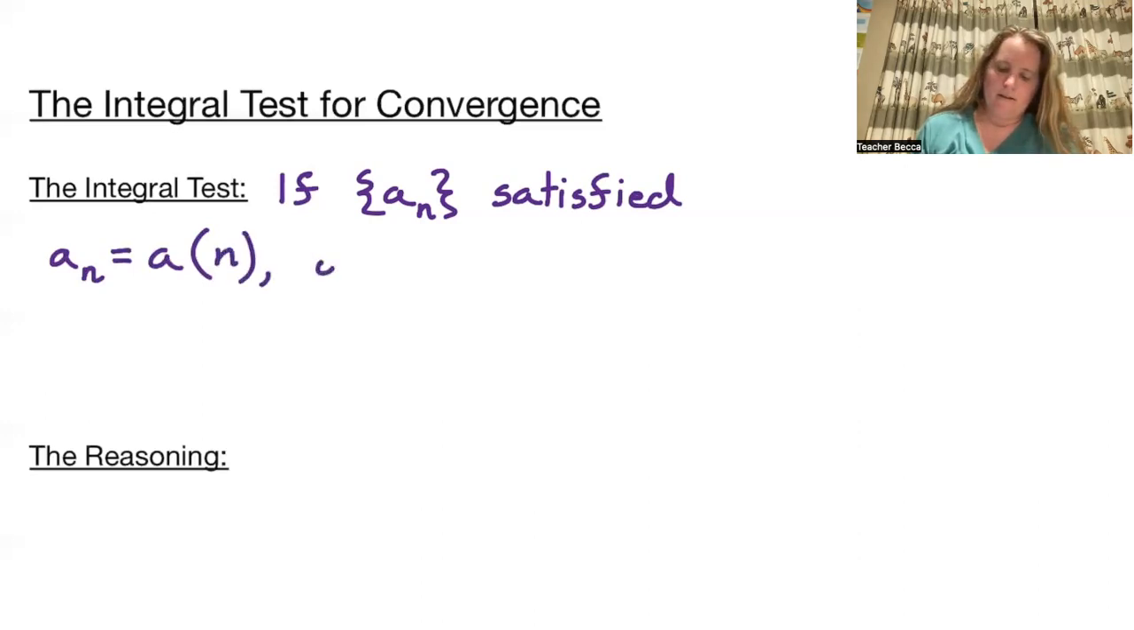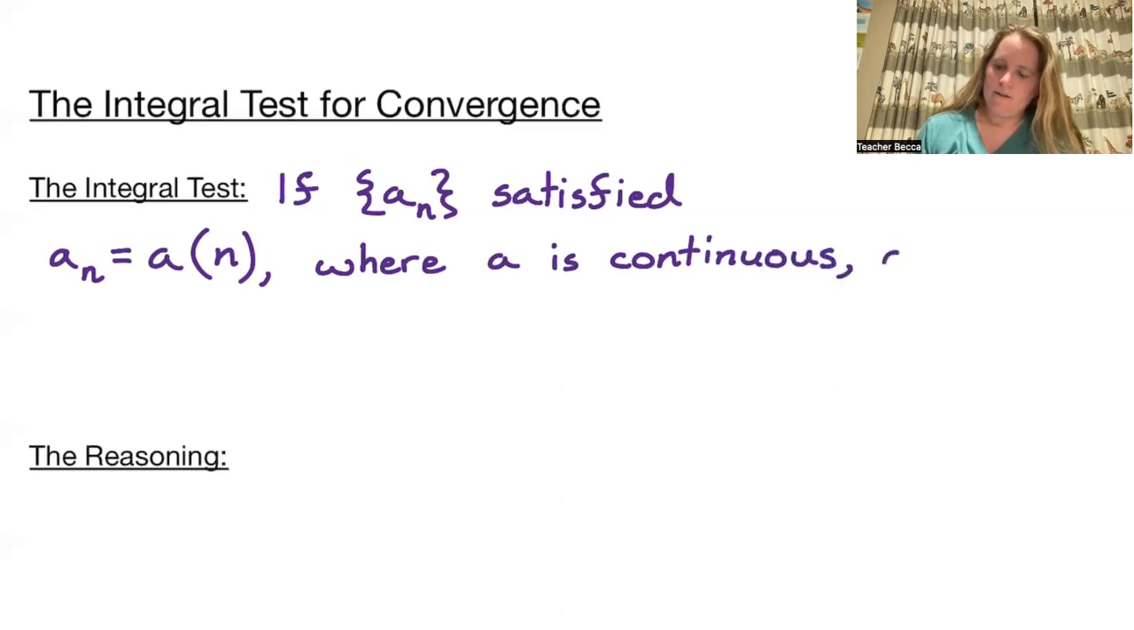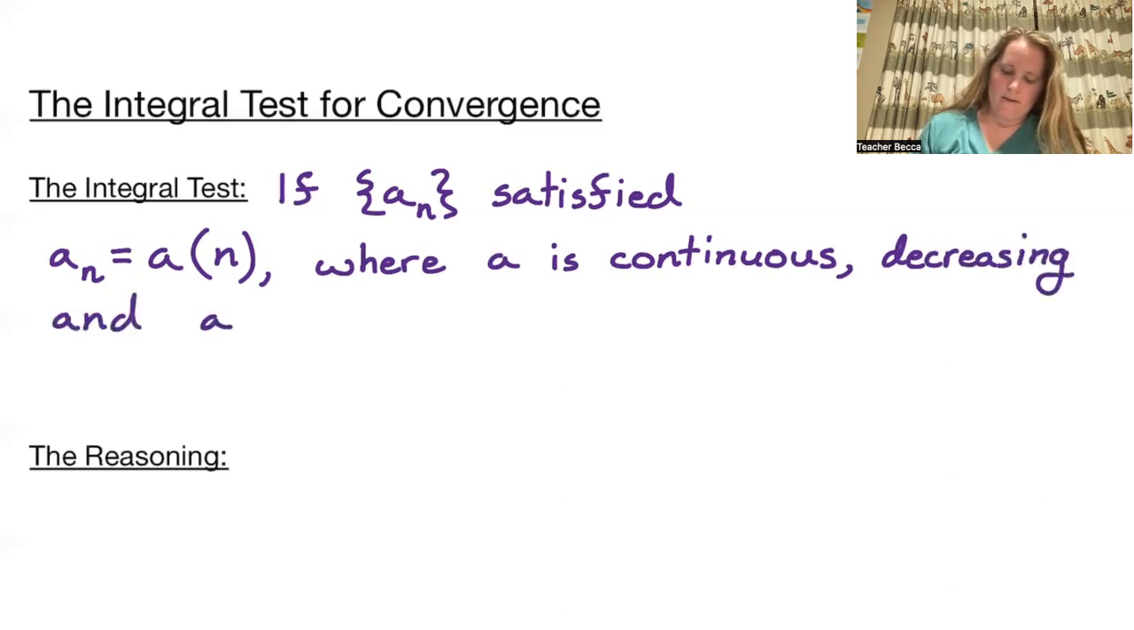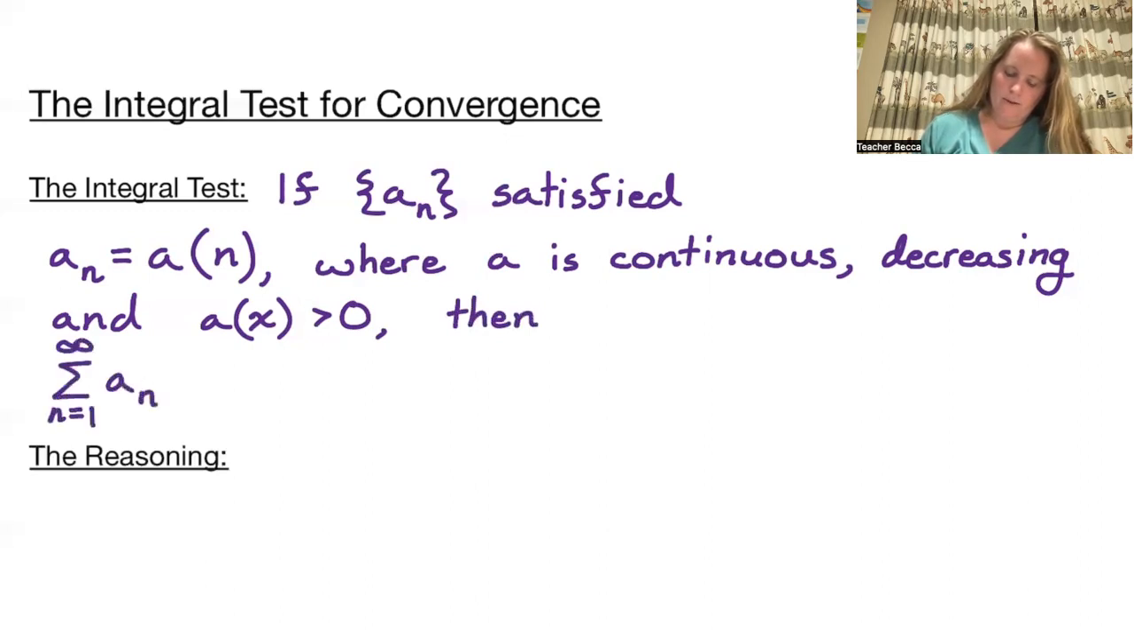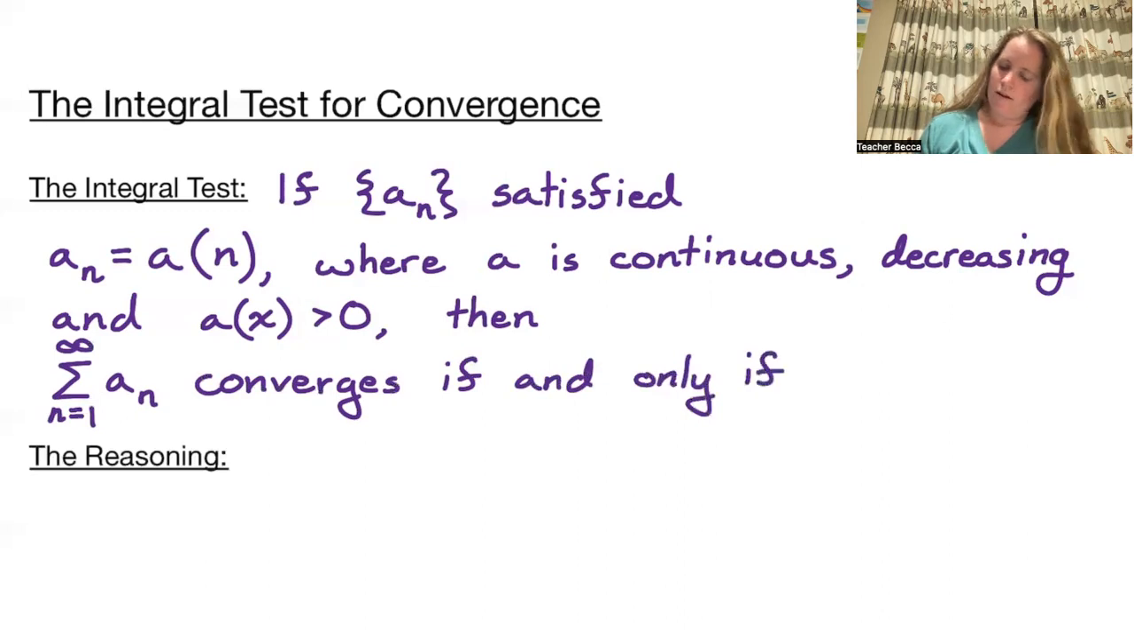where a is continuous, decreasing, and a of x is greater than 0, then the sum from n equals 1 to infinity of a sub n converges if and only if the integral from 1 to infinity of a of x dx converges.